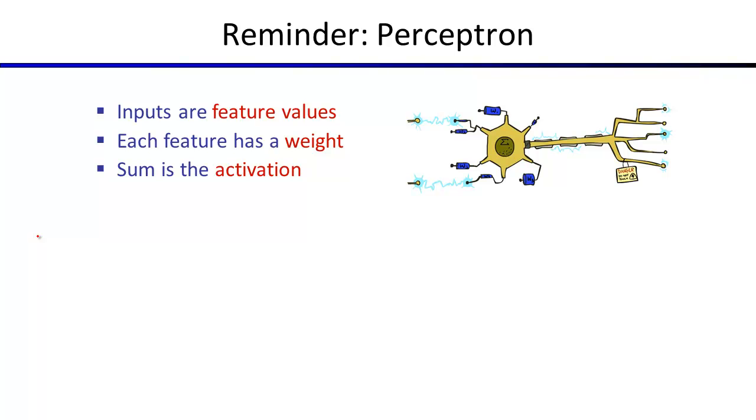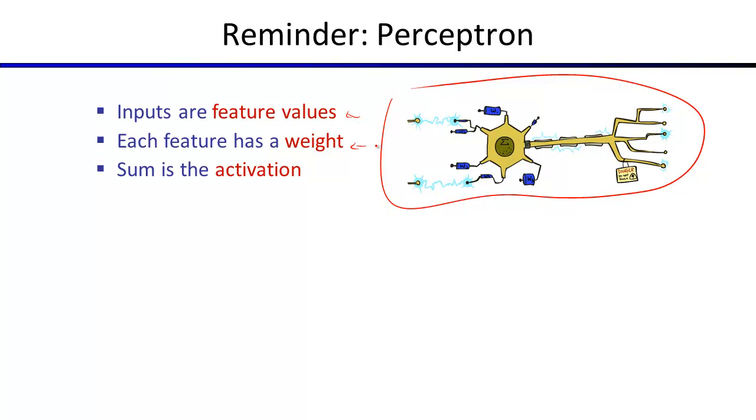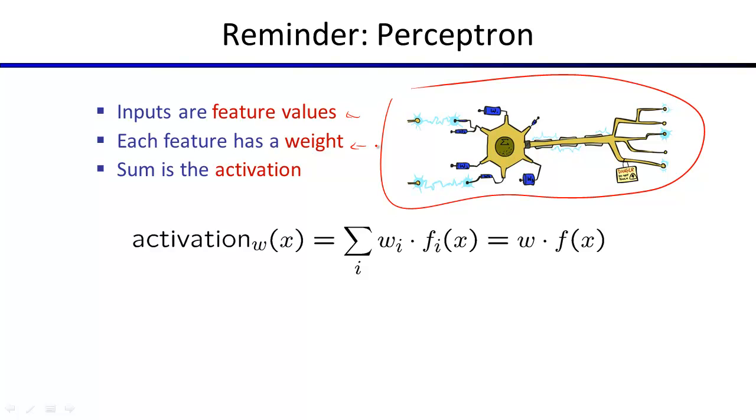So as a reminder, what was the perceptron? Pictorially, it looks like this. You have feature values. Those are the inputs that feed into your perceptron. Each feature has a weight associated with it. In a neuron, that would be, in some sense, the conductivity of the channel, how big the channel is from that feature into the center nucleus of the neuron. And then the sum of all activations that come in is the total activation. So you have feature values, each multiplied with their own weight, summed together, that's the activation of the neuron. If it reaches a certain threshold, then it would fire and output something positive or negative, depending on what your threshold is. Okay, so that's the math.